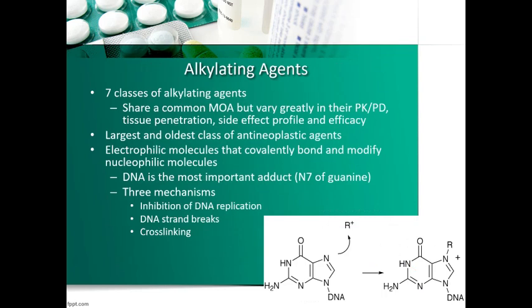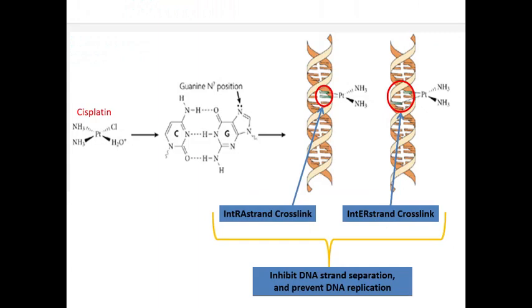Okay, so alkylating agents, these are the penicillins of the chemotherapy family. There's at least 7 classes out there. Okay, they're the oldest and the largest class, and they typically result from an electrophilic attack on the nucleophilic DNA, and this is typically on the N7 position of guanine within DNA. Okay, and so that's typically what they're doing, is they're binding to DNA and then preventing DNA replication because you've got this molecule attached to it, so DNA polymerase can't go through and copy the base pairs.